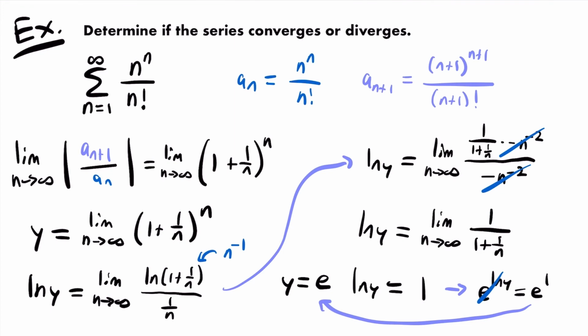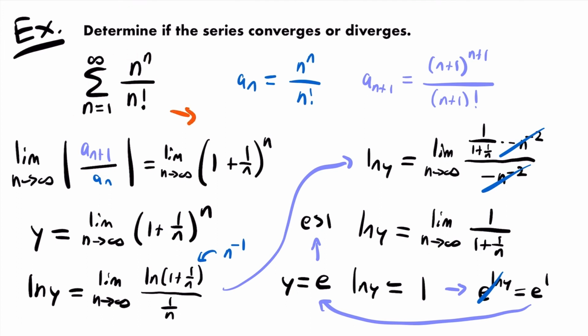All right, and so e we know is approximately equal to 2.7, which means that e is greater than 1. And since the result of our limit is greater than 1, that means that from the ratio test, we can conclude that this series diverges.